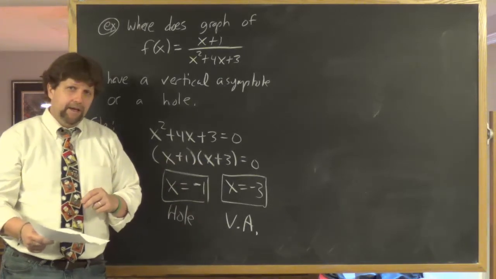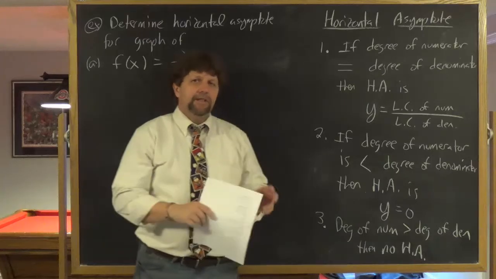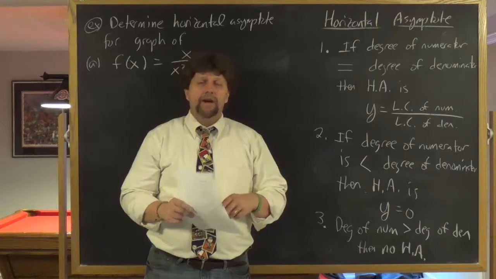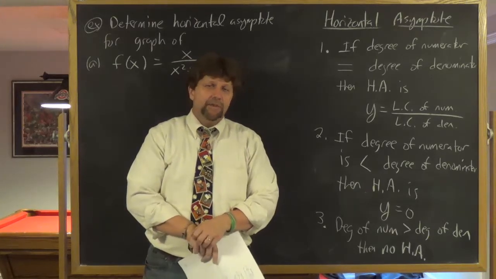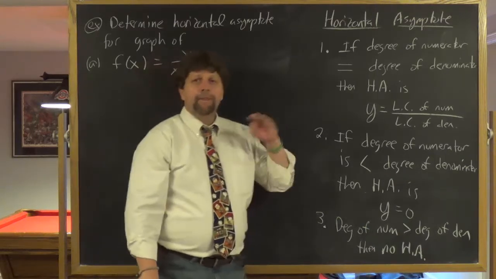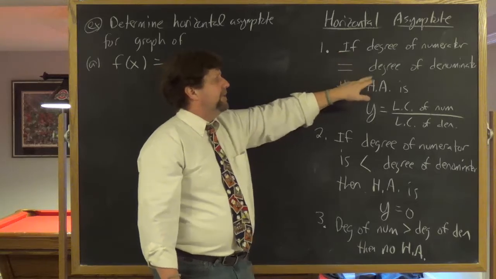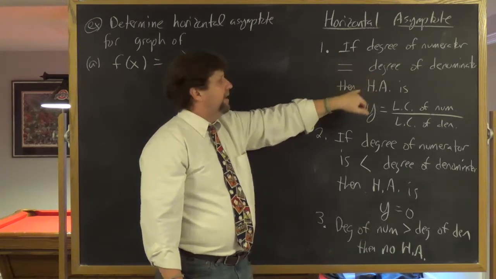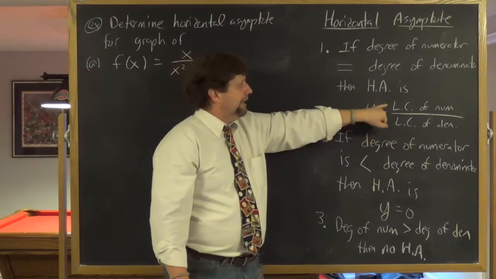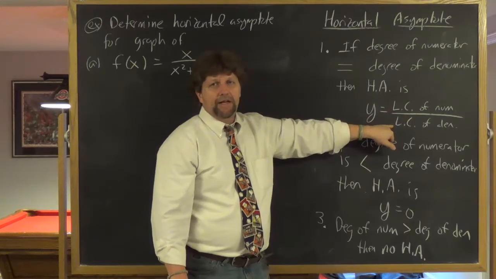Next up will be the horizontal asymptote. All right, we've just looked at how you find the difference between the vertical asymptote and a hole in the graph. Next up is the horizontal asymptote, and I break it into 3 cases on finding horizontal asymptotes. So the first case is if the degree of the numerator is equal to the degree of the denominator, then your horizontal asymptote is the line y equals leading coefficient of numerator over leading coefficient of denominator.